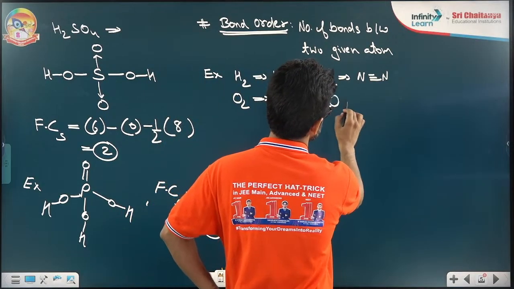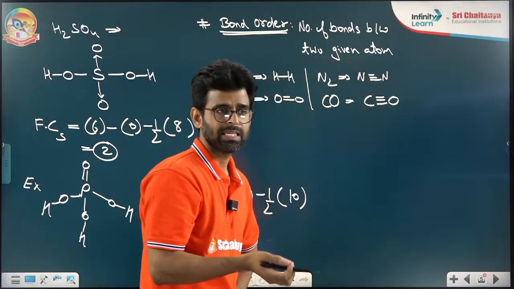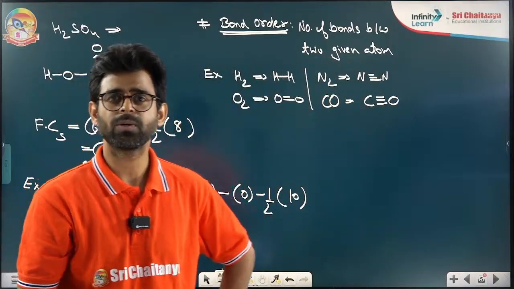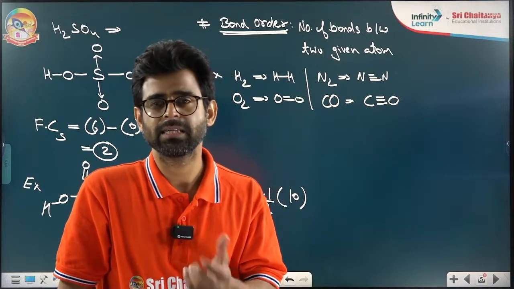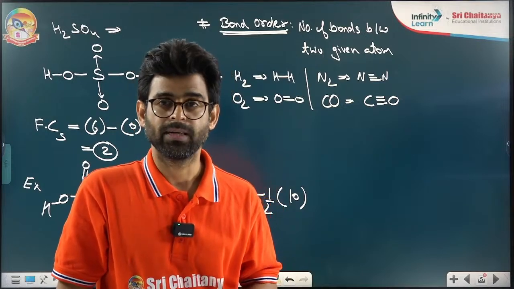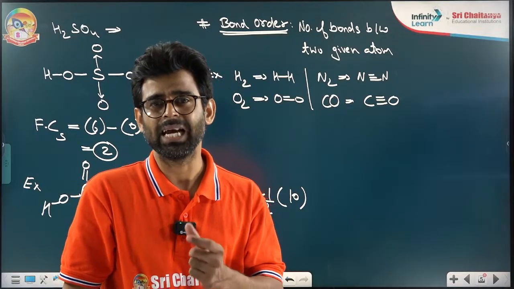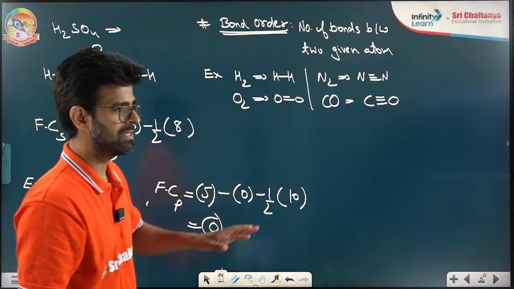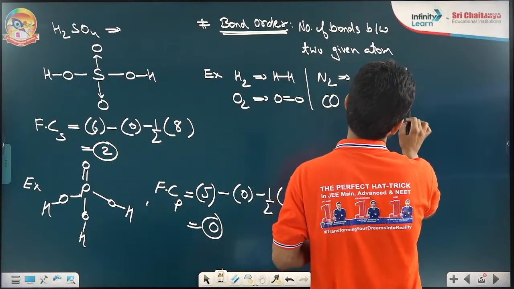If you talk about CO, if you know this structure, only then can you tell the bond order. If you don't know the structure of CO, how can you tell the bond order? We can tell the bond order using a shortcut also in MOT theory. Otherwise, in most questions, we need structures to find the bond order.